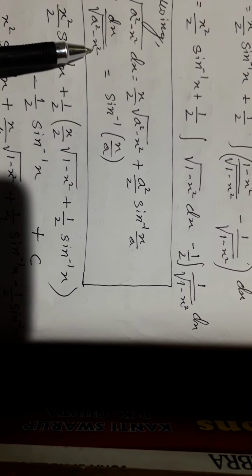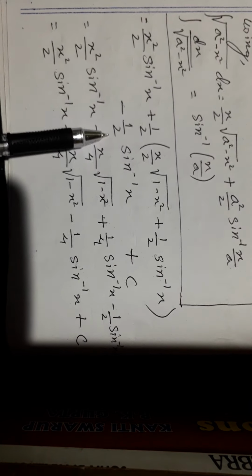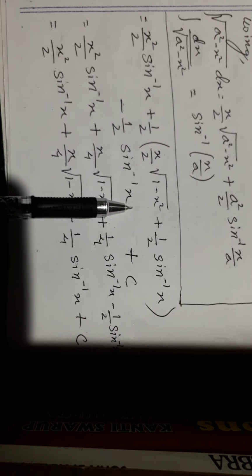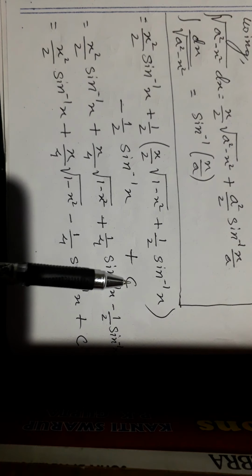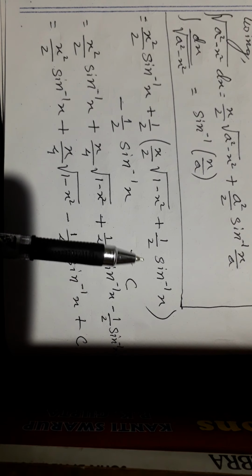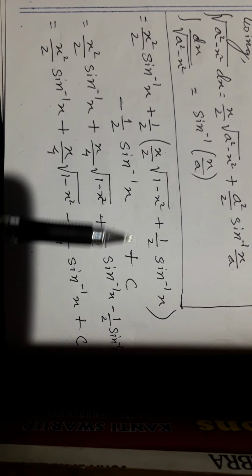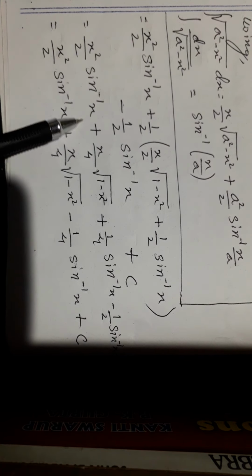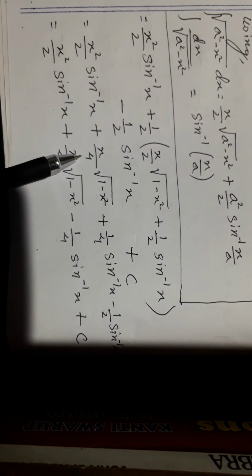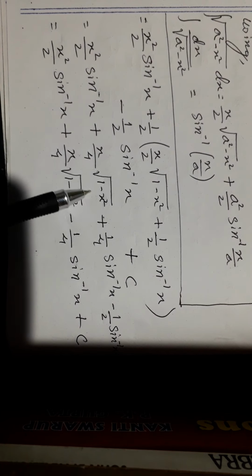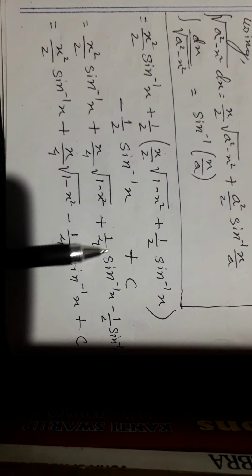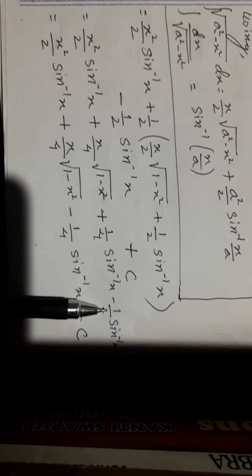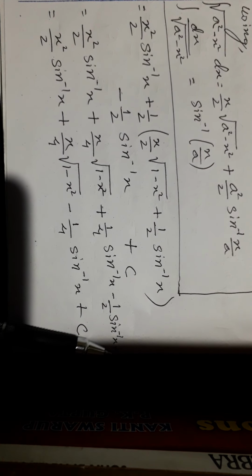In the similar manner, if I use this formula for this one, I get minus half sine inverse x plus c, because c is the integration constant and it is an indefinite integral, so we have to give a c. So we get here x squared by 2 sine inverse x plus x by 4 square root of 1 minus x squared plus 1 by 4 sine inverse x minus half sine inverse x.